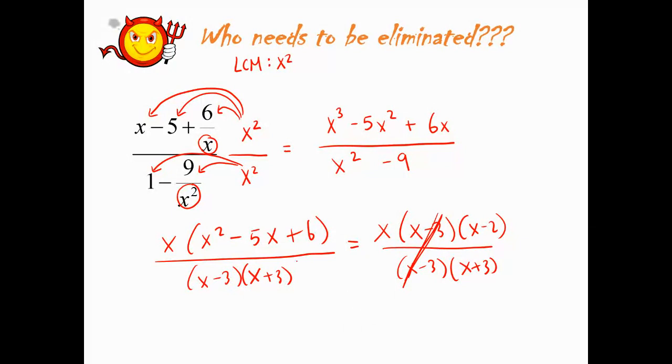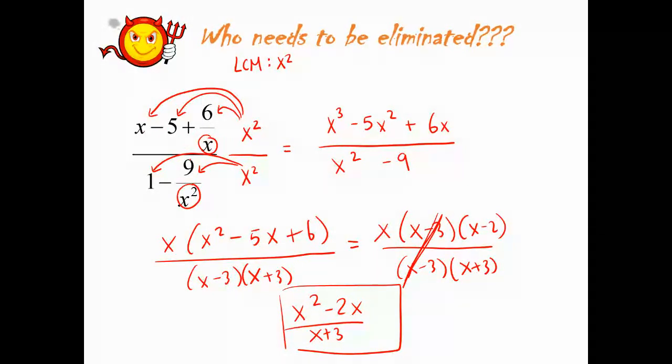Those cancel. And then I'm left with, I can't do anything else. Let's expand that, x squared minus 2x over x plus 3. And that is what that simplifies to. Whereas you would have to get a common denominator and then multiply by the reciprocal. It's fine. You can choose that.